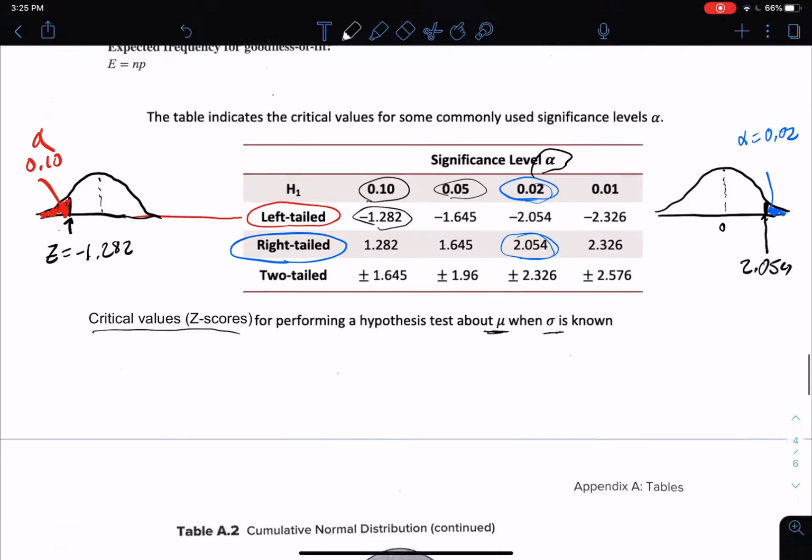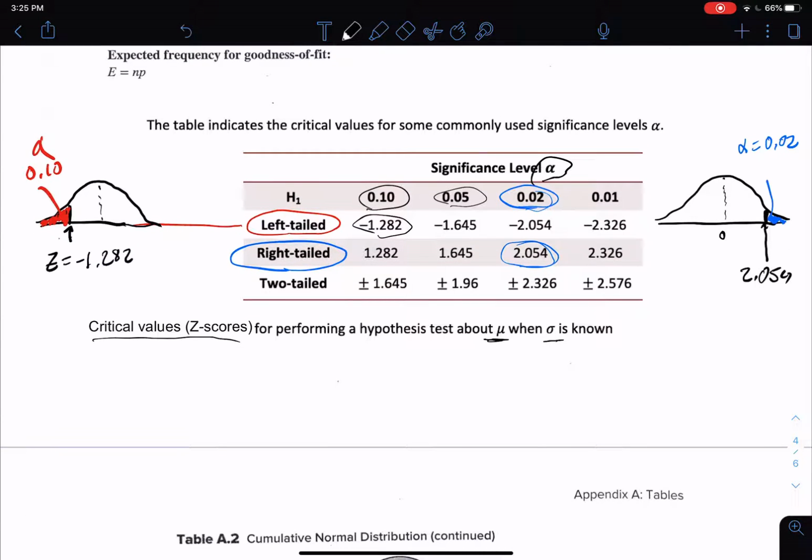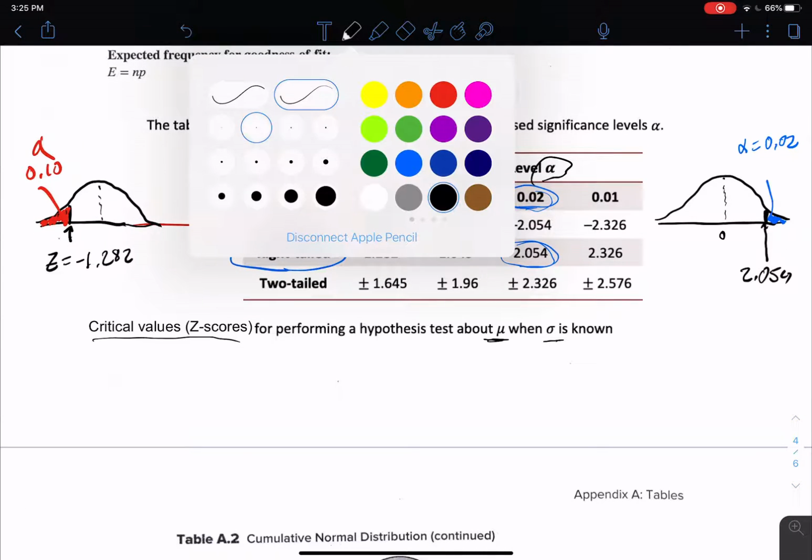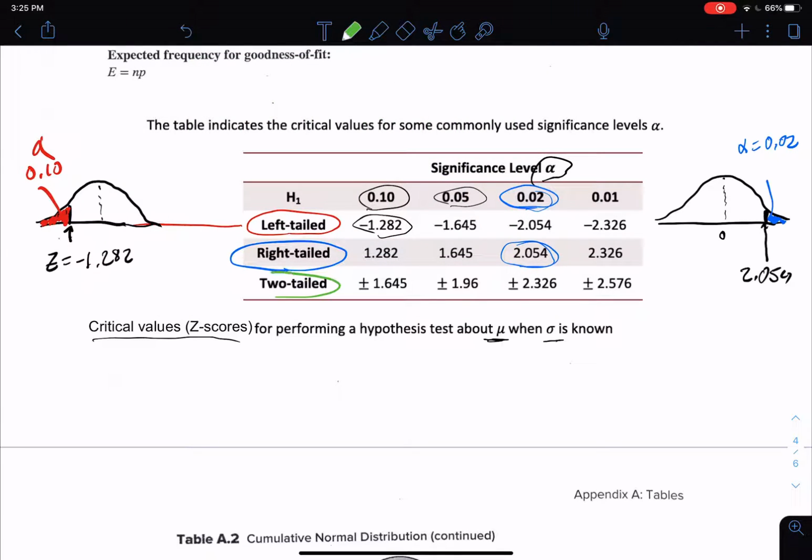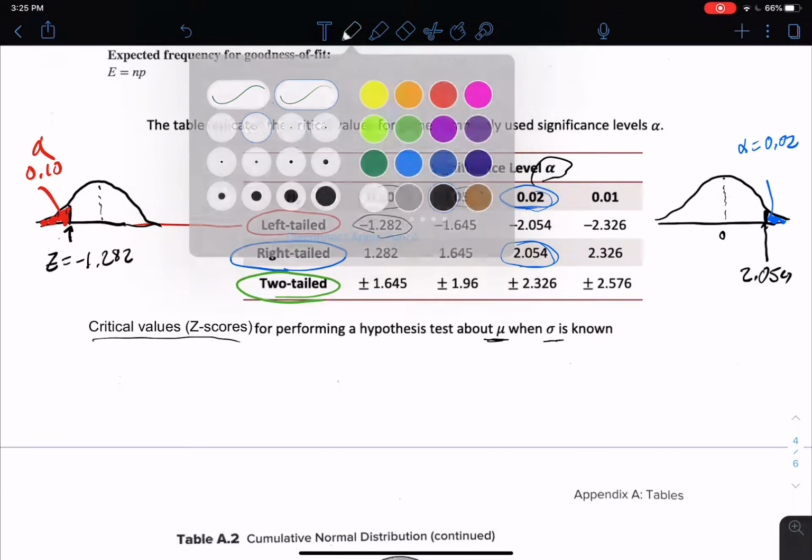The one that might be a little bit different in some ways, let's do this one in green, would be the two-tailed. Two-tailed is a little different because it has two tails. And let's do it right here.